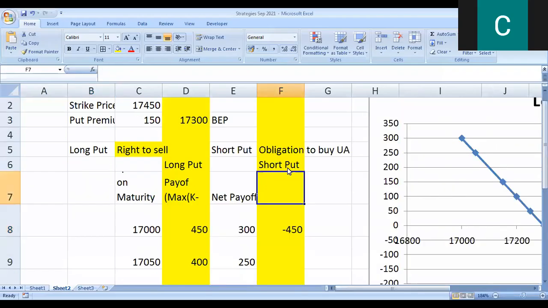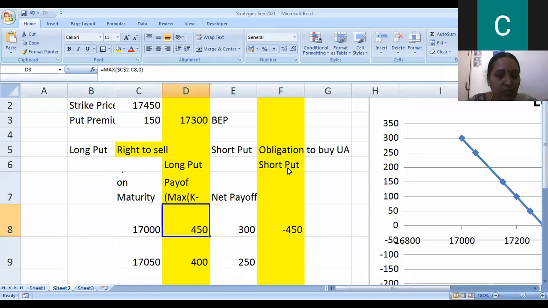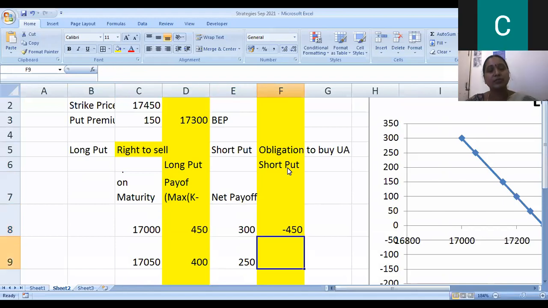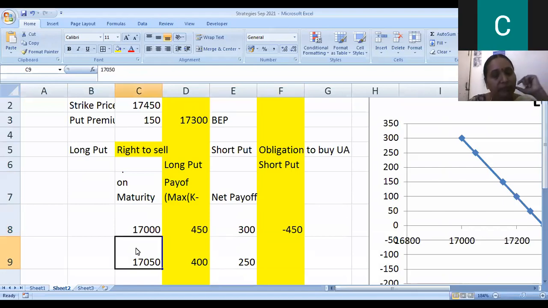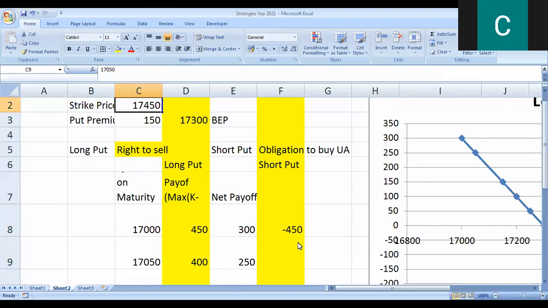Negative zone. The long put position holder is in the positive zone. The short put position holder is in the negative zone. Now you come to the second situation. When the market price is 17,050, he is paying how much price to buy that asset? 17,450. So how much more price is he paying here? 400.